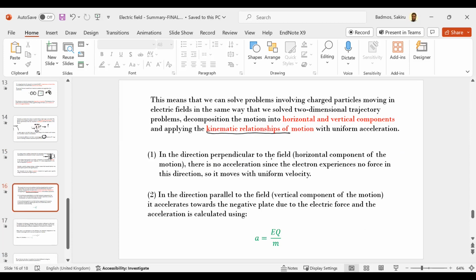So in the direction perpendicular to the field, which means looking at the horizontal component of motion, there is no acceleration, as mentioned before, since the electron experiences no force in this direction. In the direction parallel, the force will be EQ, and we can equate it to MA, and we can find the acceleration using that.